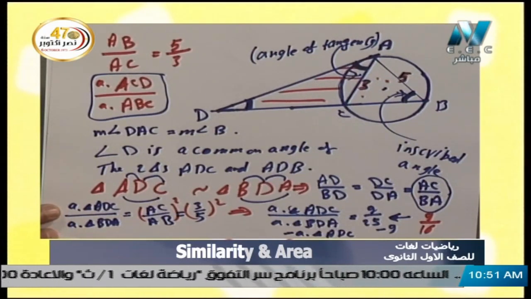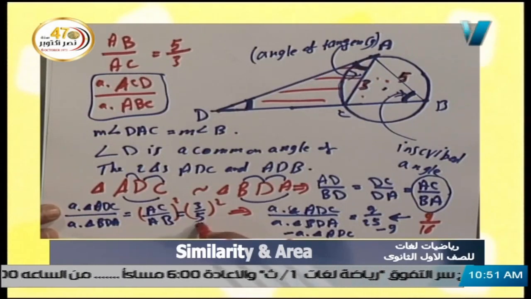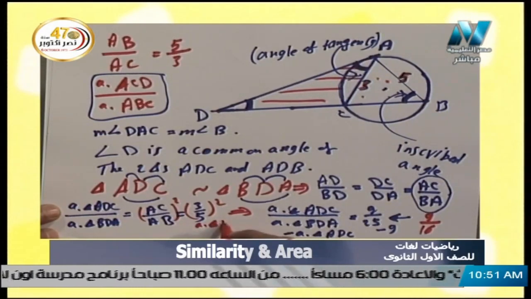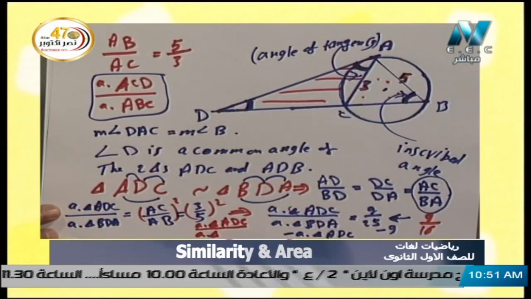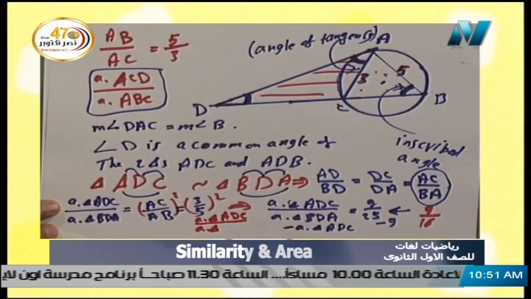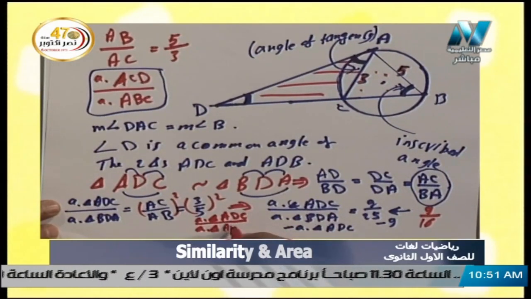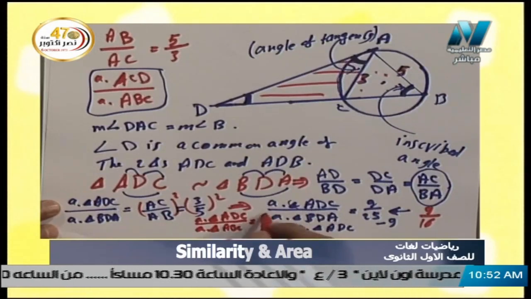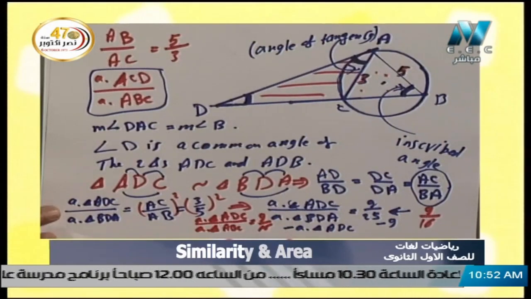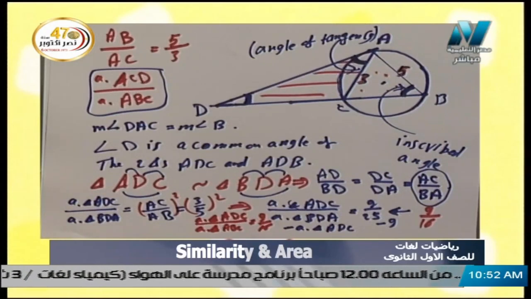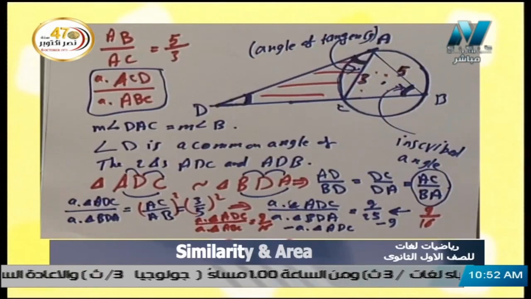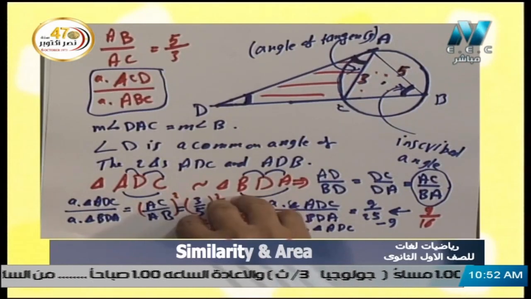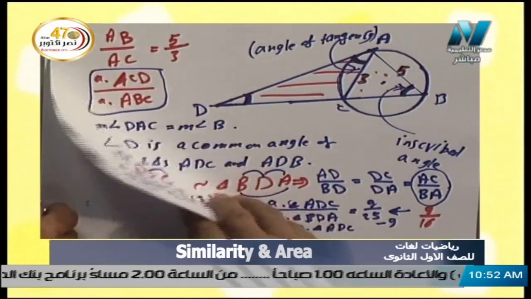So the ratio between the area of triangle ADC over the area of triangle ABC equals 9 over 16. And now we have solved this question. Okay, let's move to another property about the area and similarity.